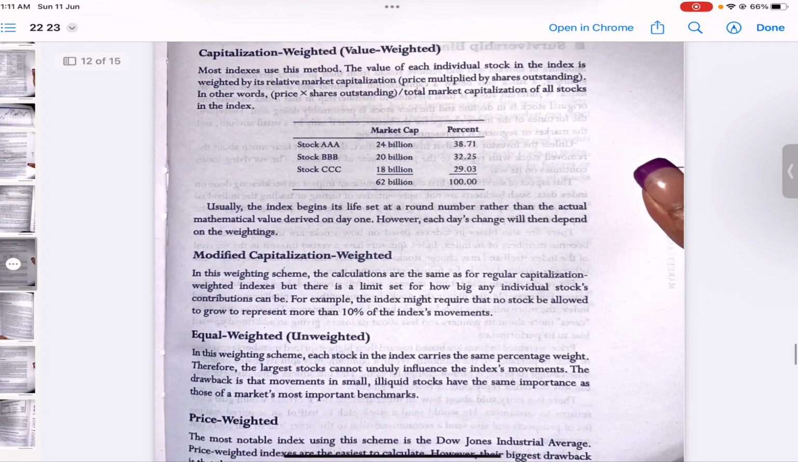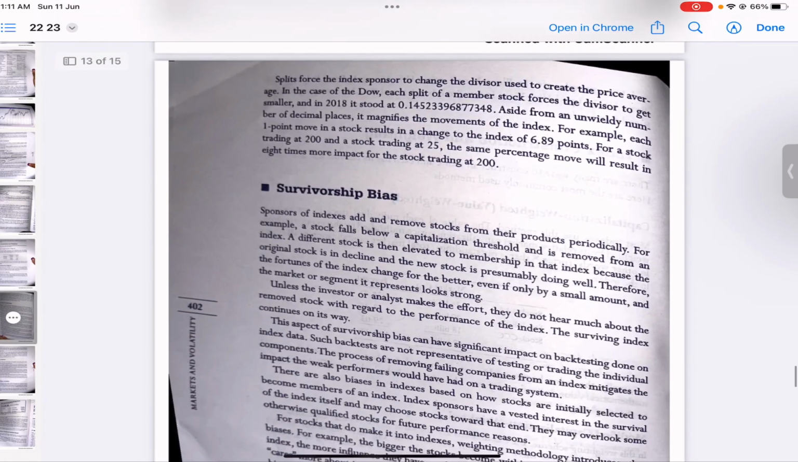Okay, so these are the different methods of calculating the weight of an index. The first is capitalization weighted or value weighted, and then we have modified, then equal weighted, and price weighted.